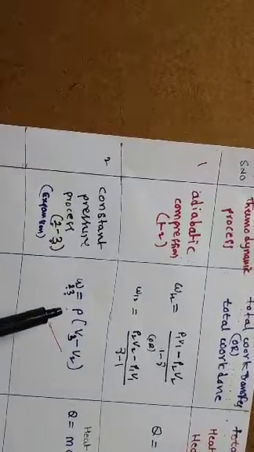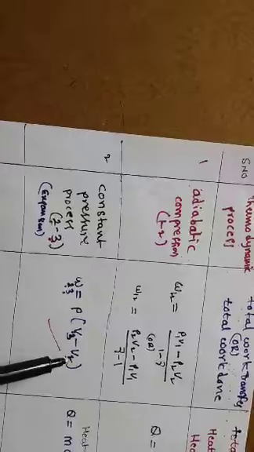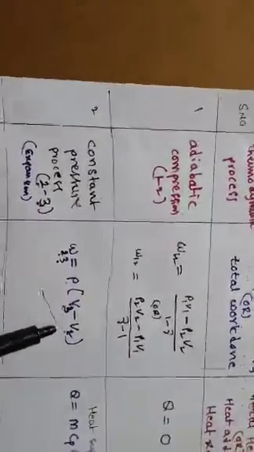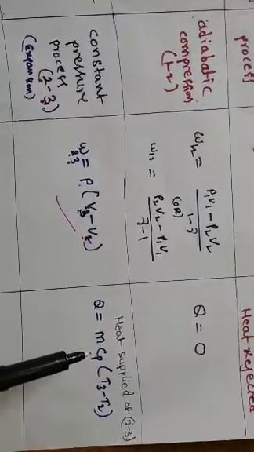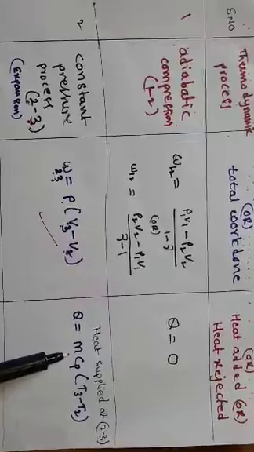So for the 2 to 3 process, W2 to 3 is equal to P. Here V3 is higher than V2, so once again observe the PV diagram. V3 is higher than V2, so P into V3 minus V2. This is our total work transfer in the constant pressure process, and the total heat transfer in the constant pressure process is Q is equal to m Cp.